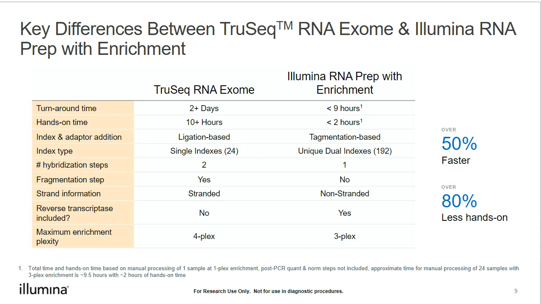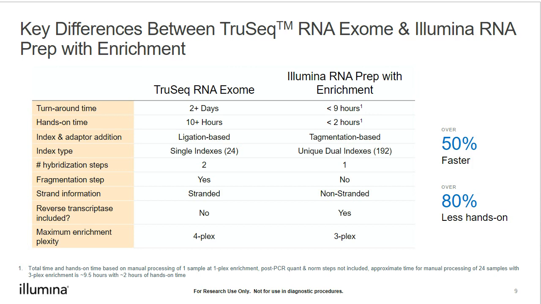TruSeq library prep chemistry always involves full-length adapter ligation, but the new kit utilizes tagmentation to add partial adapters, and then the index PCR completes the adapter. Again, the indexes for the Illumina RNA Prep with Enrichment Kit are unique dual indexes, up to 192 currently, whereas TruSeq RNA Exome is only validated for single indexes, which are limited to 24 total.